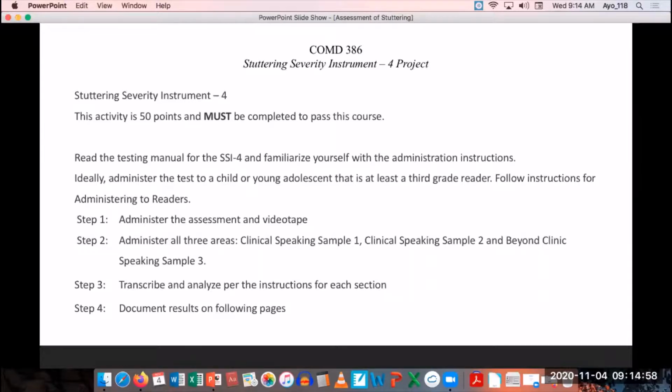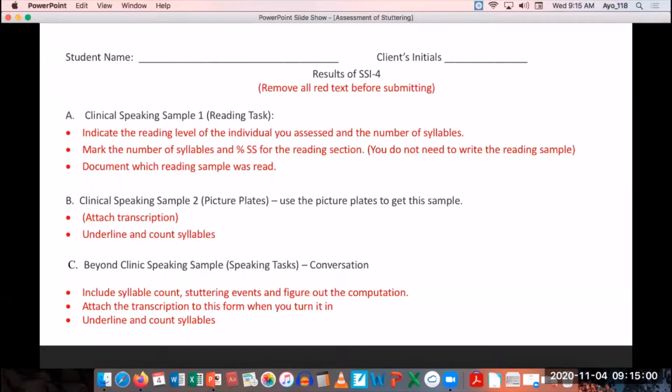Next, okay, this is part of what you're going to turn in, because you're going to turn in your sheet and this sheet. Notice I said remove all red text before submitting. So that red text is instructions. Just go in there and delete it out of there.